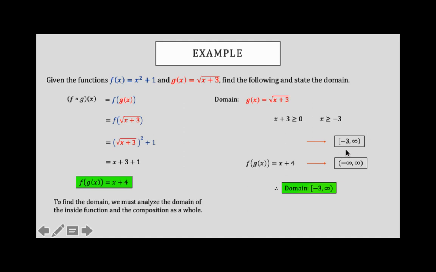Okay, we have to look at the restrictions on the inside function first, and then any restrictions that we might have left over as a composition.